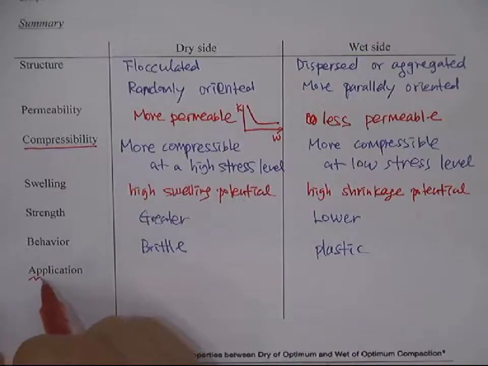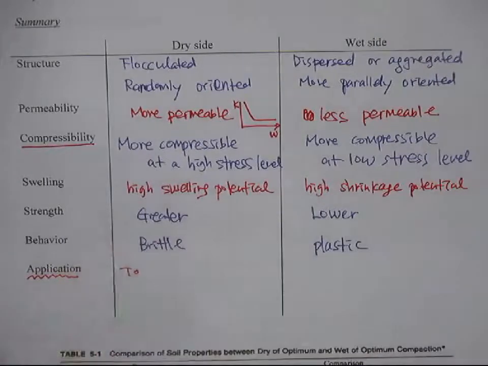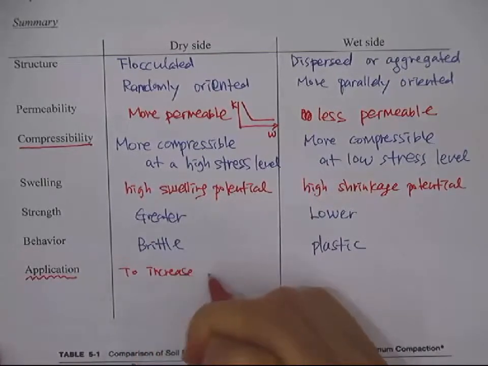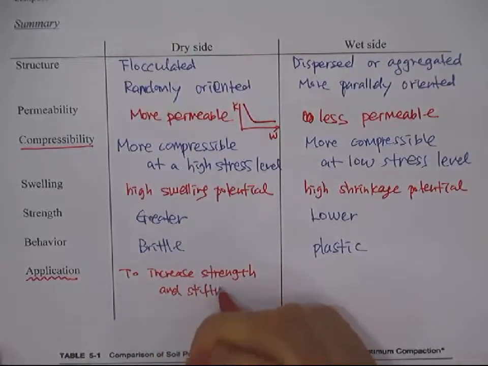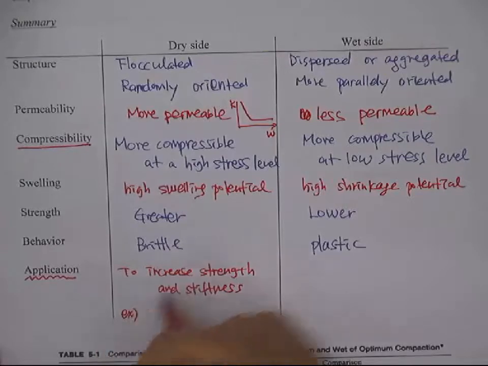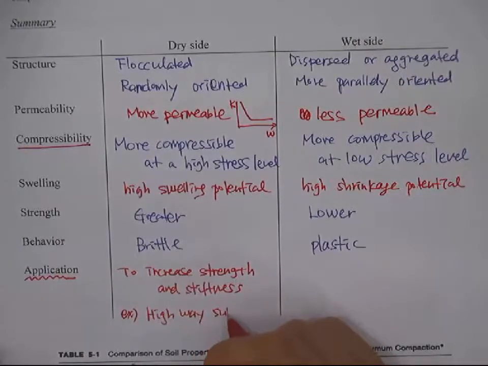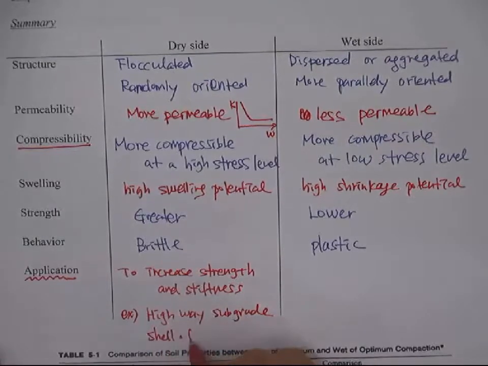And applications. When we compact the soil with a little bit less than the optimum water content, it has more strength, right? So the application is that dry compacted soil is useful when you want to increase the strength and the stiffness. For example, it's good for highway subgrade, or the shell of an earth dam.